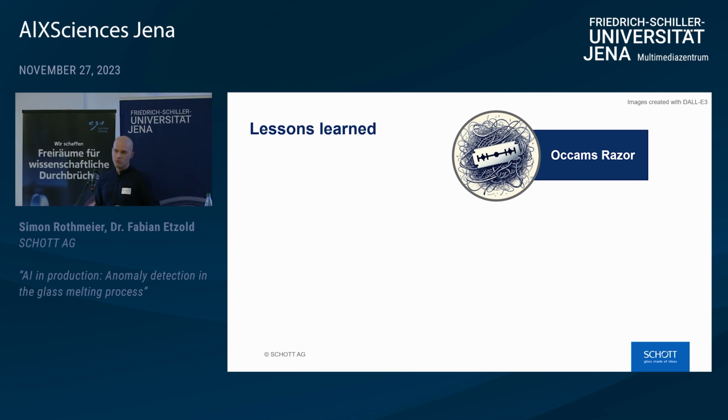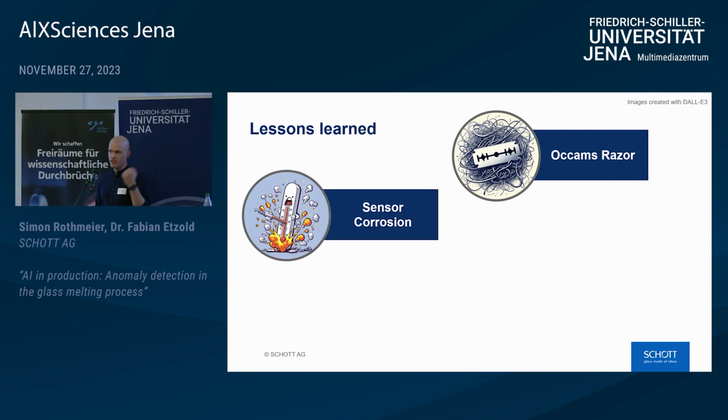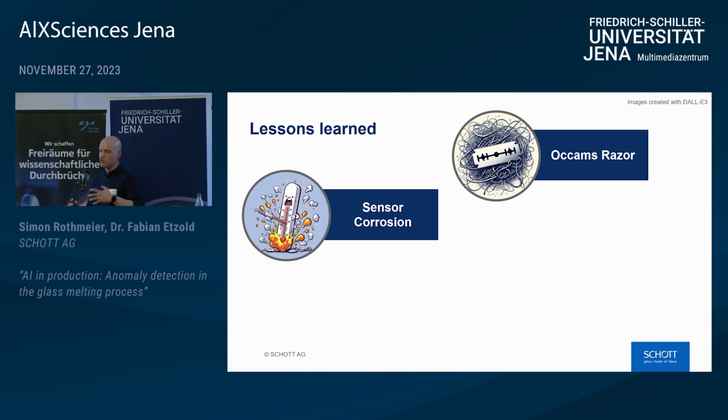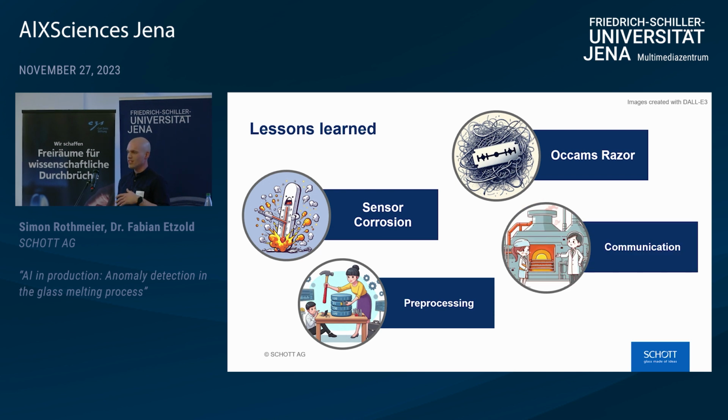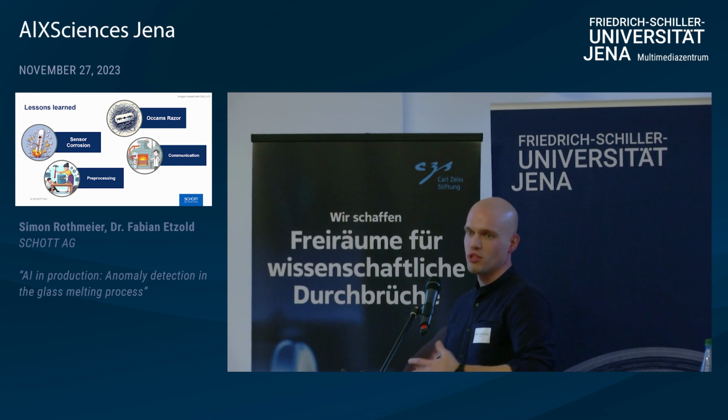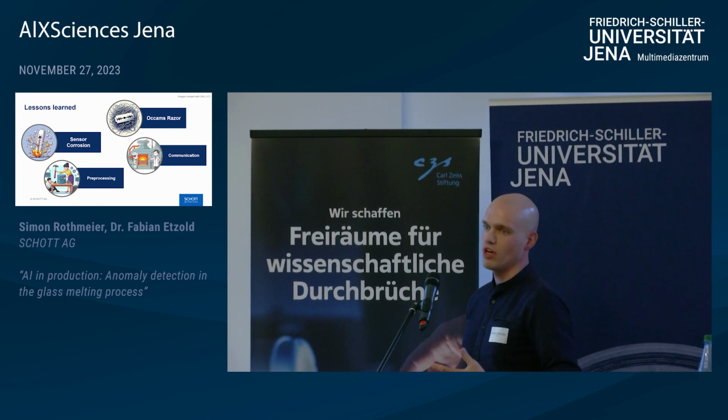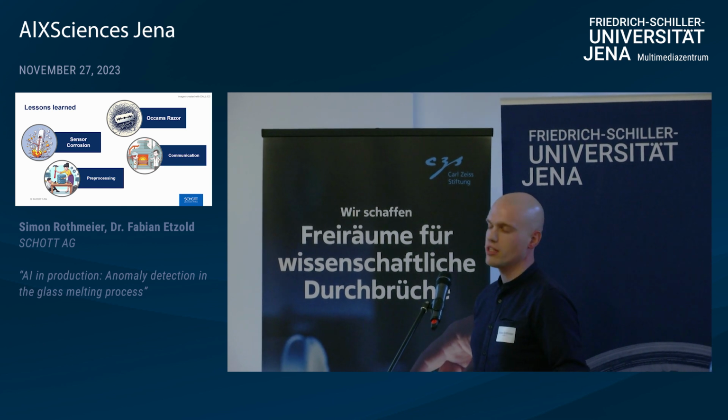Sensor corrosion is also a problem because you're dealing with high temperatures, and everything you stick inside to measure something degrades over time. That's just how it is, and you have to account for that. This, for example, introduces the drift anomaly. Preprocessing, as I said, is a huge part of the daily work, and also communication. As beaten-off as it sounds, you have to communicate early on with the process expert and also with the people in IT if you want to bring it into production, because that's where the model leaves your domain and your control, basically.